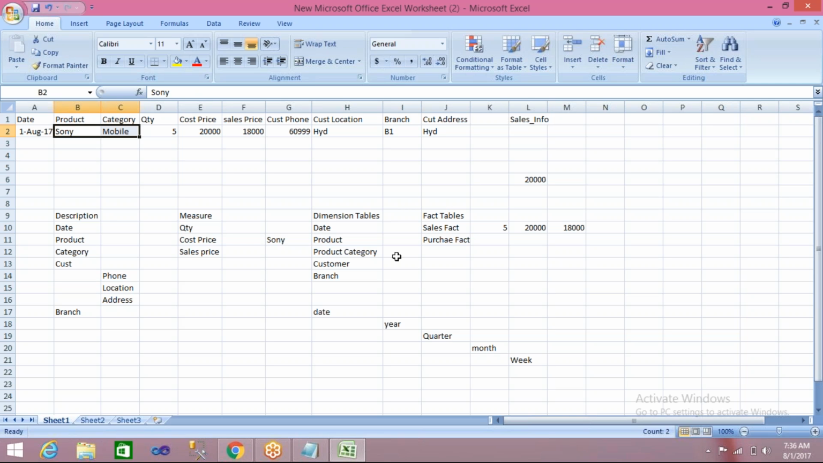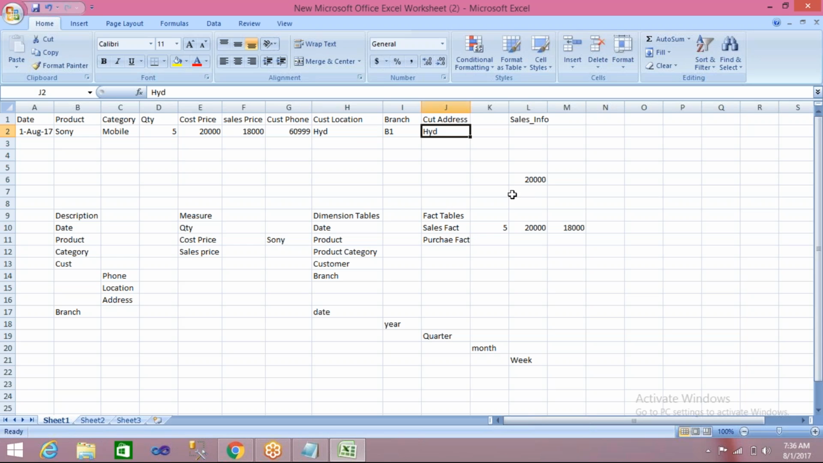And let us say if we are going to build customer information, again we use the sales information, ignore all the other columns, and pull only three columns: customer phone, customer location, and customer address.